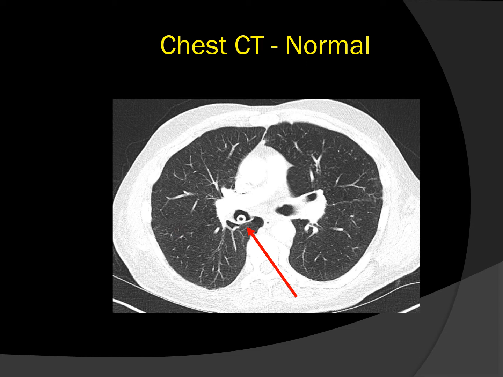But forgetting about the cherry pit, this is what normal parenchyma looks like. So I'll let you take a look at it for a minute, get an idea of the coloration of the lung. It's not black, it's an off black, sort of a dark gray. It's not too white either.